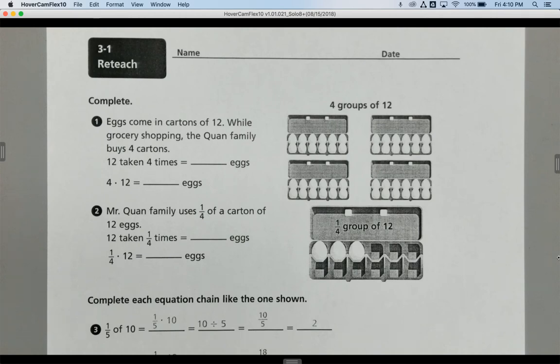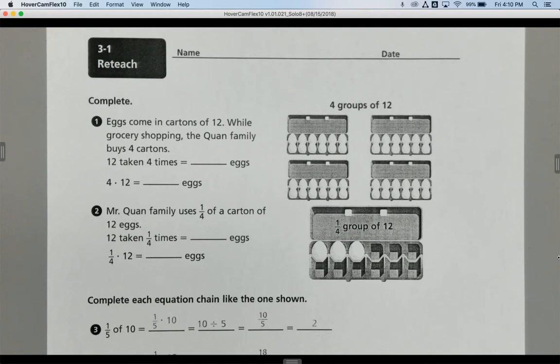Lesson 3.1. In this lesson, we will take a look at the relationship between multiplication and division, which we typically think of as opposites, and we will apply that understanding to fractions. Let's take a look at problem 1.